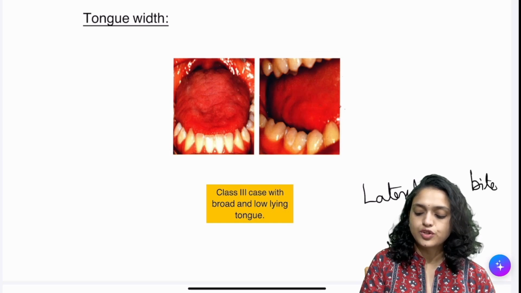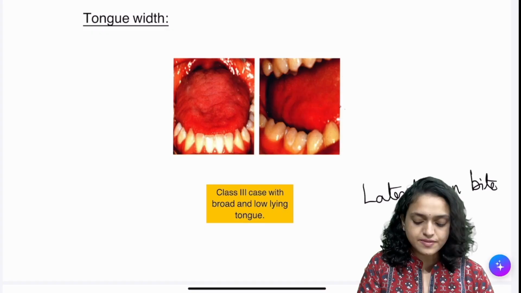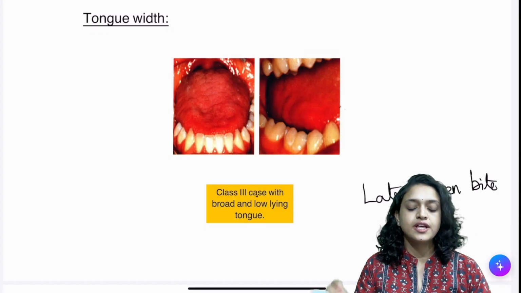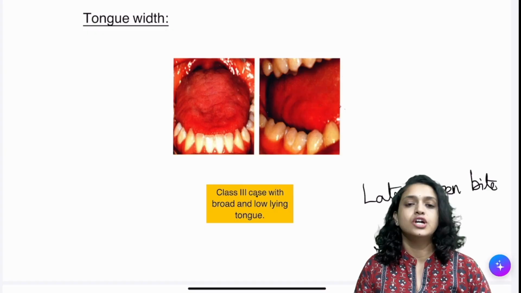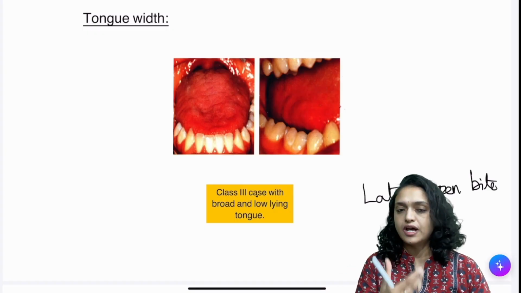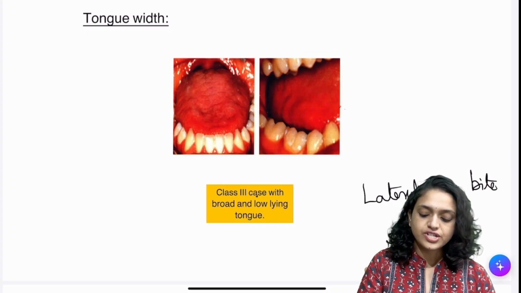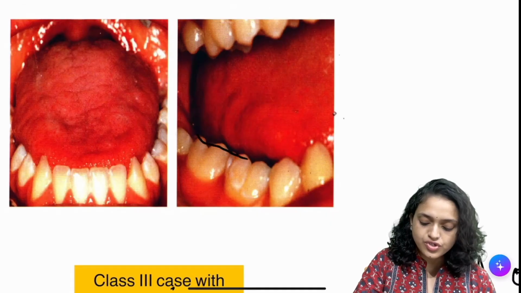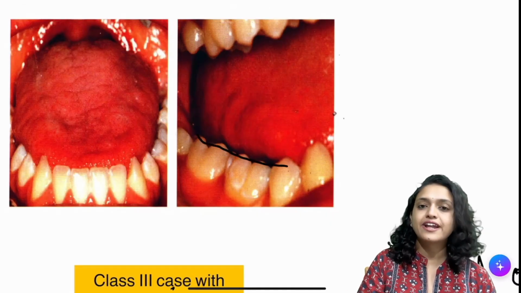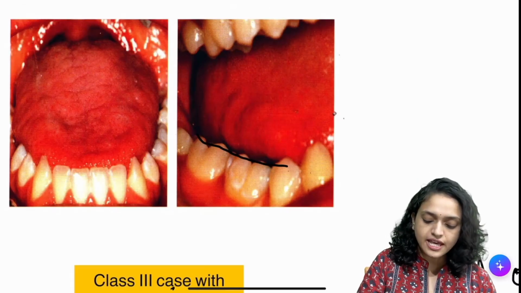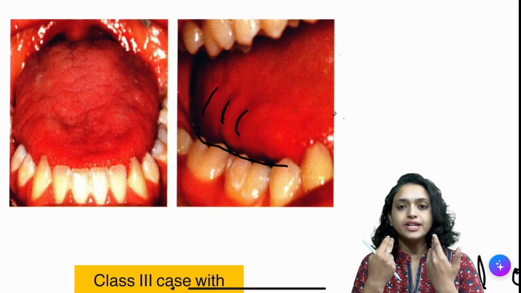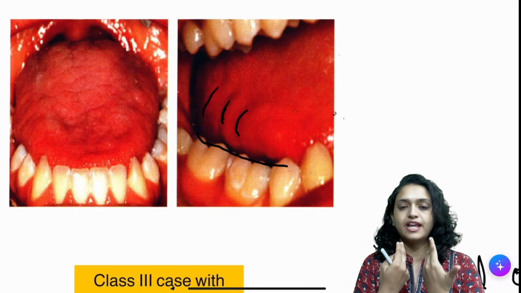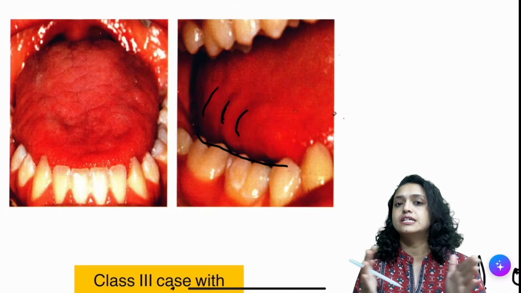In certain malocclusions, for example, class 3 malocclusions, the tongue is generally larger because the lower jaw is also larger. The tongue, as you can see in this image, lies on top of the tooth structures like this. So the characteristic feature of such a tongue is the imbrications that are seen in the lateral border of the tongue. The tooth indentations will be visible on the lateral border of the tongue when the tongue is slightly large.